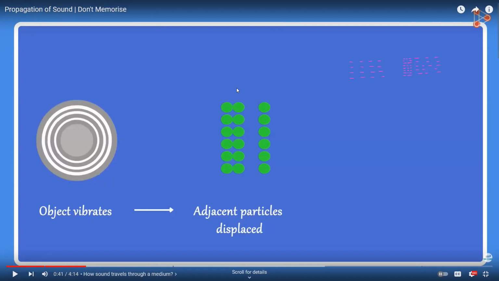Now the energy is transferred from these particles to these particles. Then they will start moving and displacing from the mean position. They will go and hit the next particles, and the adjacent particles also get displaced. Now, when these particles displace, you can see there is a lot of space between them. This is what we call rarefaction. Do you all understand?